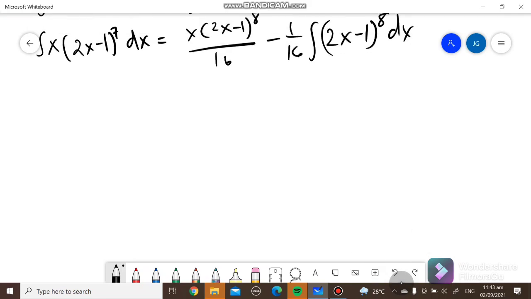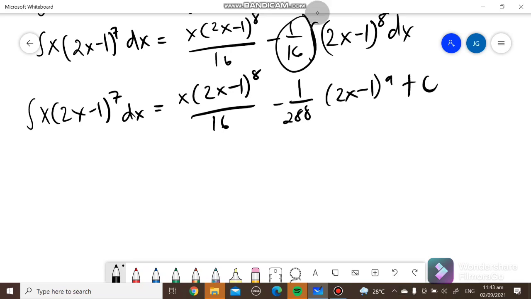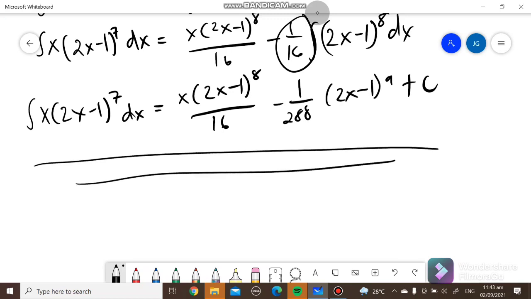So, that's it. We will have the integral of x 2x minus 1 raised to 7 dx is equals to x 2x minus 1 raised to 8 over 16 minus 1 over 288 2x minus 1 raised to 9 plus c. Kasi minultiply natin yung 16 and 18. Okay? So, that's our final answer for this one.